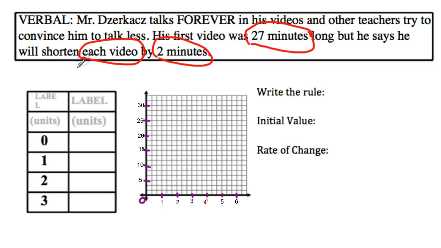That's another important part. So my label over here, we have 0, 1, 2, 3. These are going to be the videos, right? Every video I make. And the unit will be, well, that's the number of videos. And I'm going to make this one my x-axis. So I'll write videos over here. So that's my first video. I'll call video 0, and then video 1, video 2, video 3, video 4.